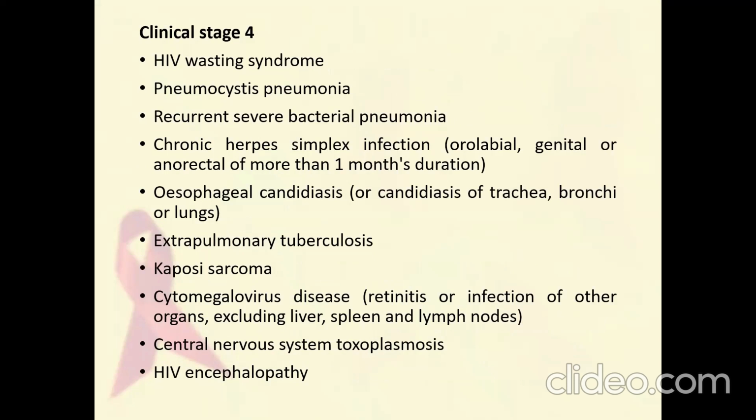In stage 4, that is HIV wasting syndrome, that is severe weight loss, pneumocystis pneumonia, recurrent severe bacterial pneumonia, chronic herpes simplex infection like orolabial, genital or anorectal for more than 1 month's duration, esophageal candidiasis or candidiasis of trachea, bronchi or lungs, extrapulmonary tuberculosis, Kaposi's sarcoma, cytomegalovirus disease like retinitis or infection of other organs excluding liver, spleen and lymph nodes, central nervous system toxoplasmosis, and HIV encephalopathy.